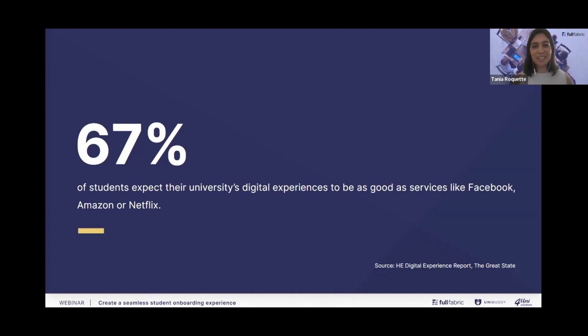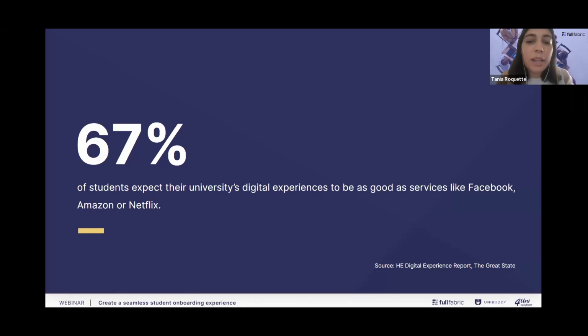This is what we see, 60-40. So 60% of the audience here today offer a digital onboarding hub and portal for admitted students. 40% do not offer a digital onboarding for admitted students. So you should see the results now on your screen. And why is this important? Let me go back to the slides to make sure.